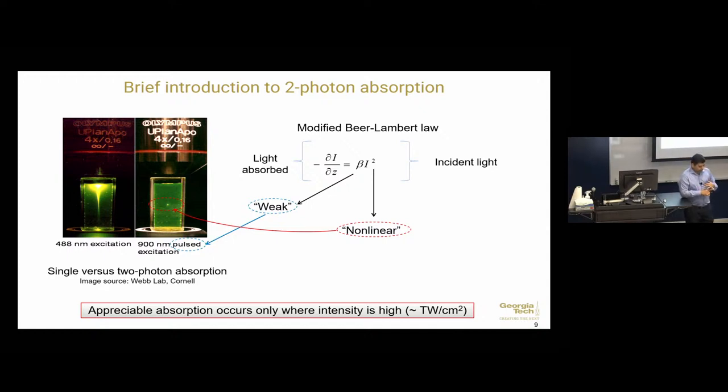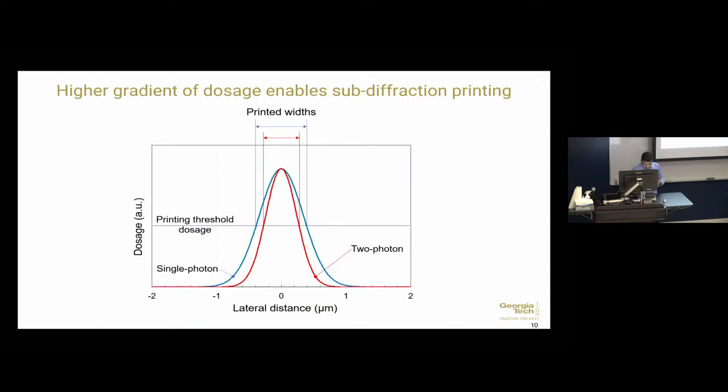So that is the reason we need to select the right light source. If we take the materials that cure under light, combine the two, then we have the right conditions for two-photon lithography. Wherein, what you would see is that the dosage would be restricted to a small spot within the light spot, okay?